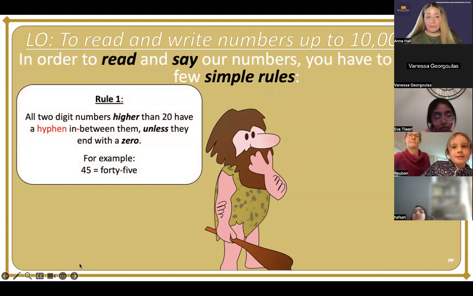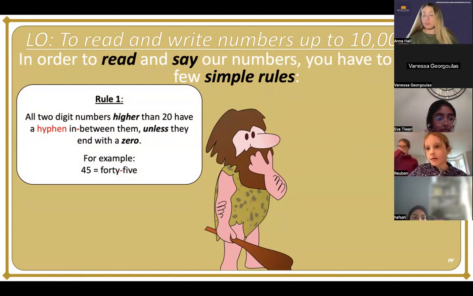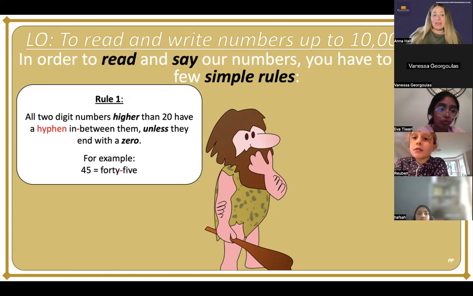Rule number 1, all 2-digit numbers higher than 20 have a hyphen in between them, unless they end with a 0. So for example, 45, when we write it in words, is forty-five with a hyphen in between the 2 words. And that is something lots of people forget, okay? So that's rule number 1. We need a hyphen in between 2-digit numbers higher than 20.